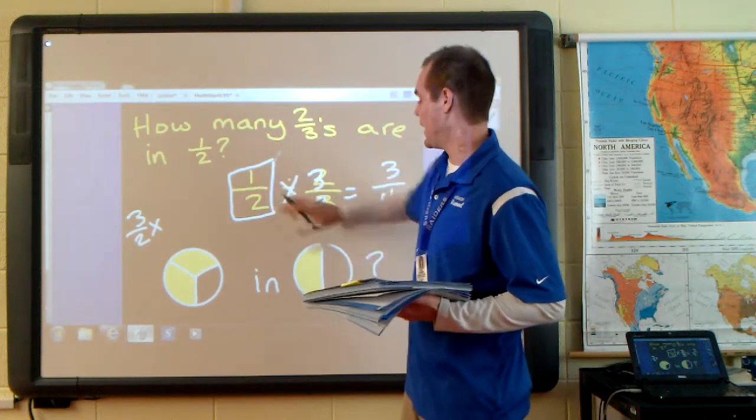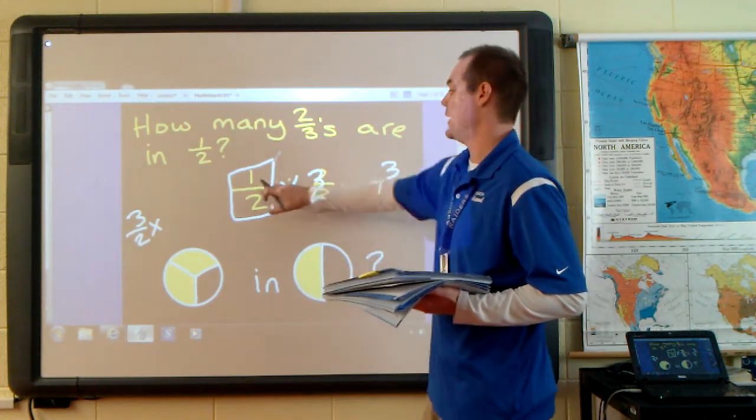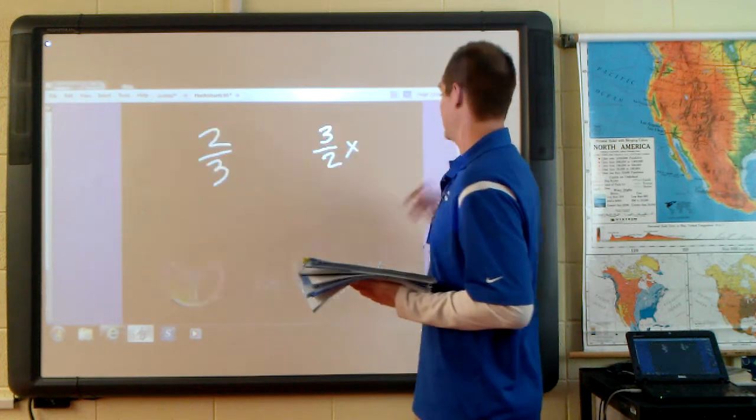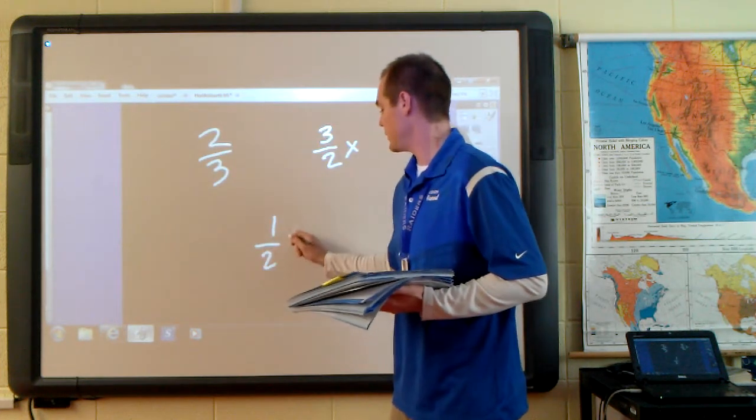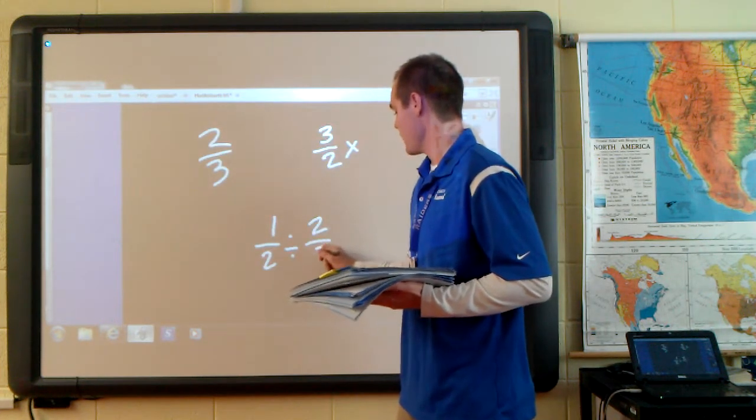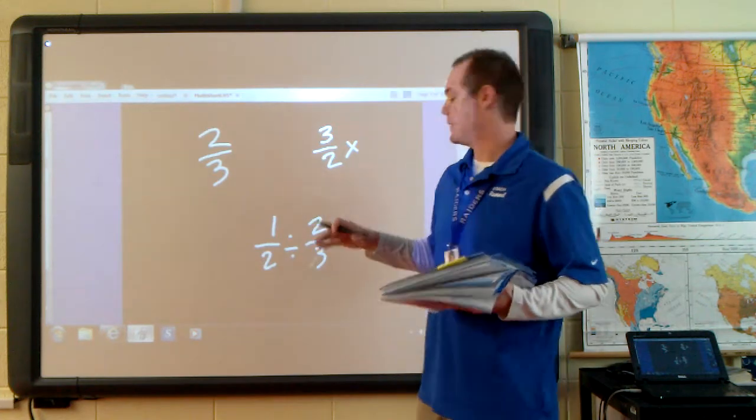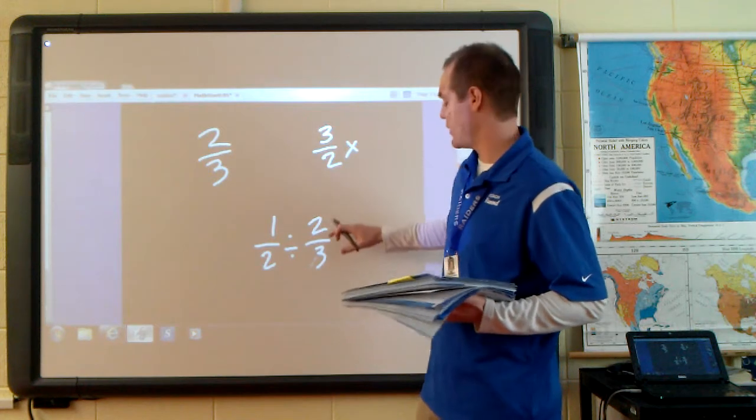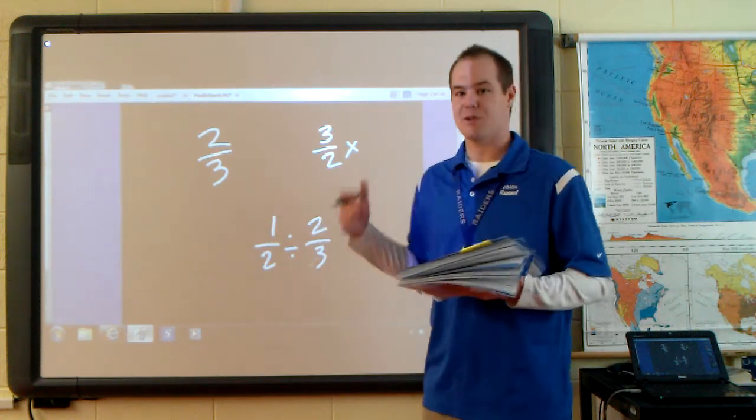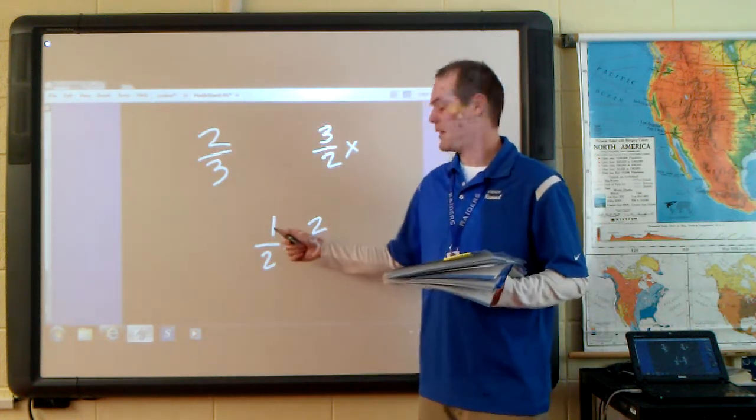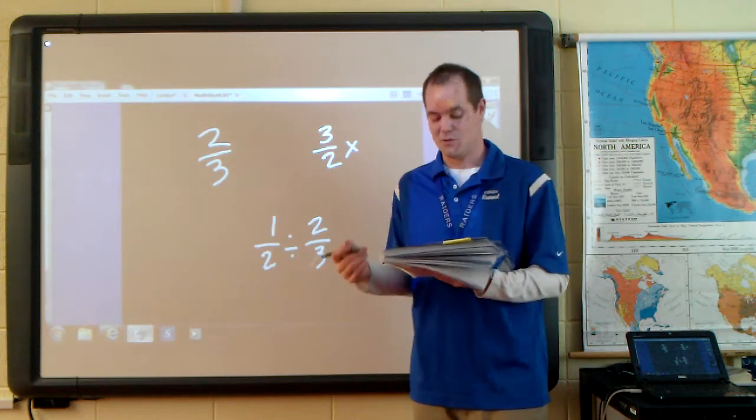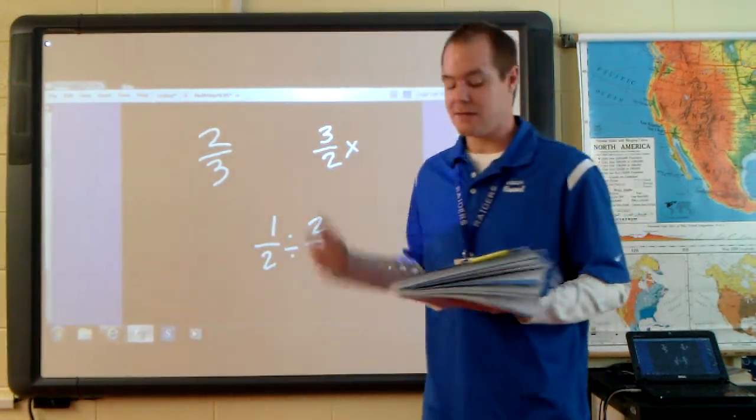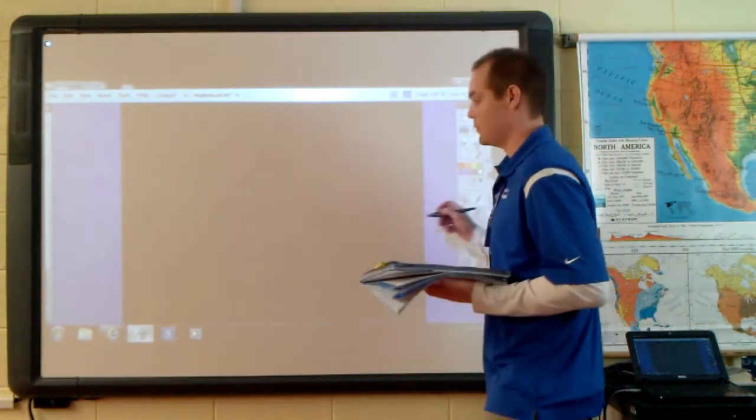Okay, 1/2 divided by 2/3. We find the reciprocal because that is how many 2/3 are in 1. There are 3 over 2 2/3 in 1. Then you multiply that by the fraction to give you the answer. Again, hopefully we practice that a little bit and we can learn a little bit more about it.